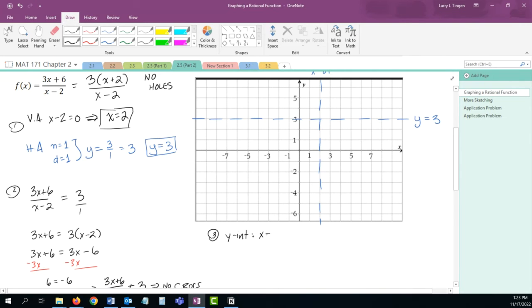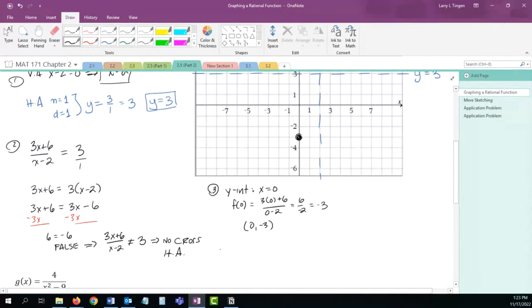So y-intercepts occur when x is 0. So literally just plug 0 into my function and see what I get. 3 times 0 is 0. 0 plus 6 is 6. 0 minus 2 is negative 2. So it's negative 3. So that means I've got the point 0, negative 3. 0, negative 3 is here.